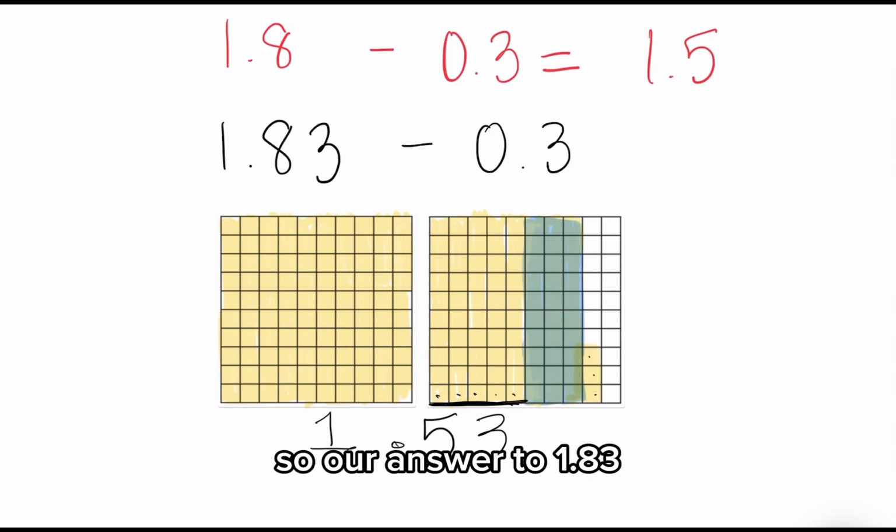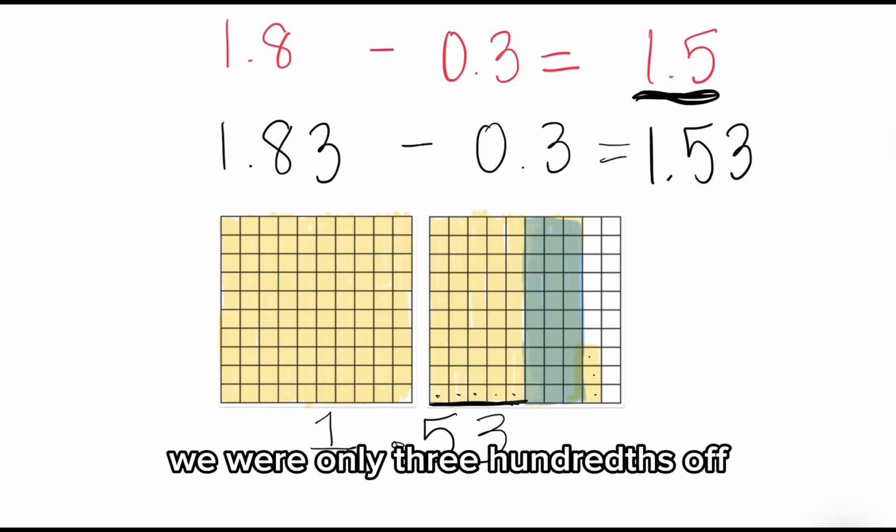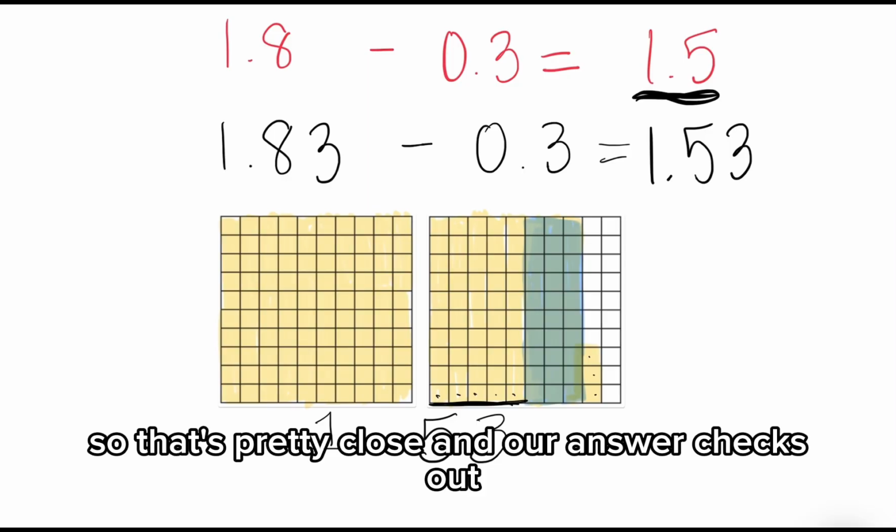So our answer to 1 and 83/100ths minus 3/10 was 1 and 53/100ths. Our estimate was 1 and 5/10. We were only 3/100ths off, so that's pretty close. And our answer checks out.